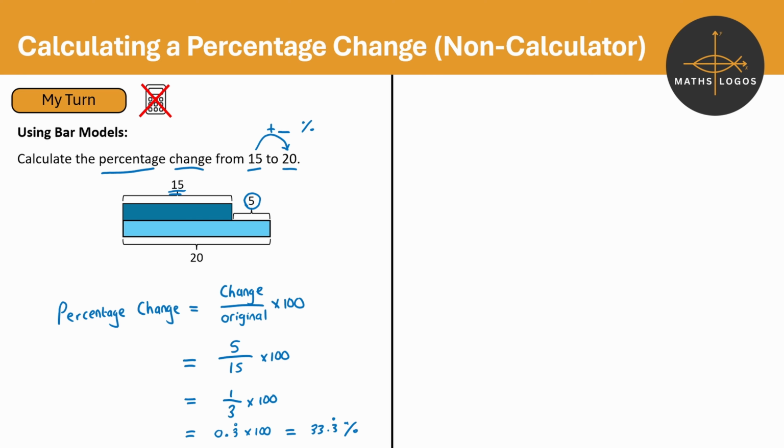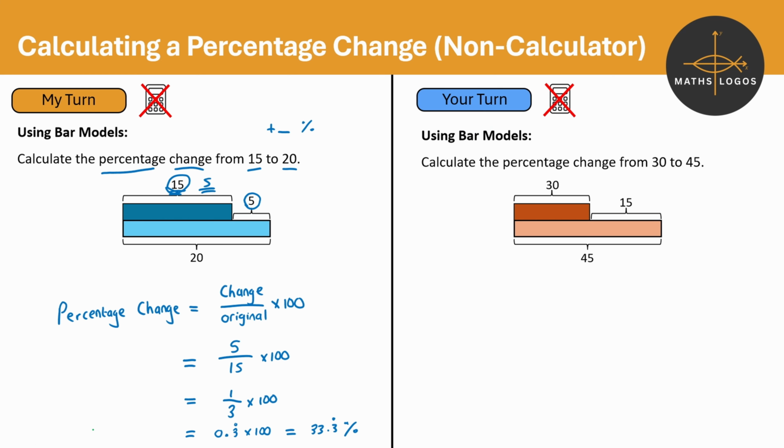And when it comes to percentage change questions, we always want to say whether it was an increase or a decrease. In this case, because we went from 15 to 20, we can see that it was a percentage increase. So my answer is going to be a 33.3 recurring percent increase. So this sentence would be my final answer. The percentage change was a 33.3 recurring percent increase. Give this question a go.